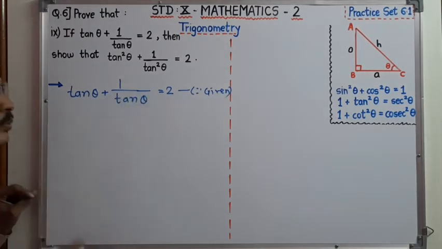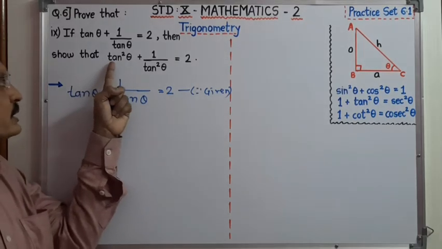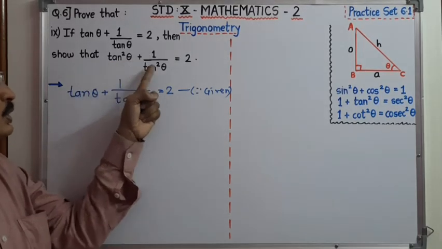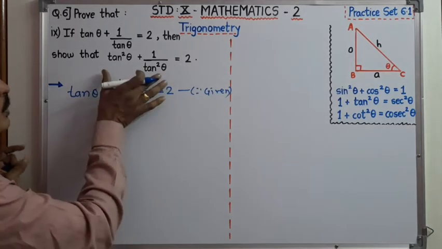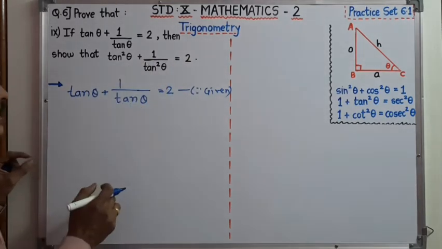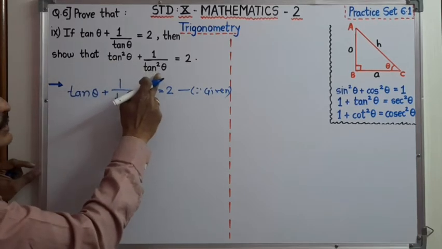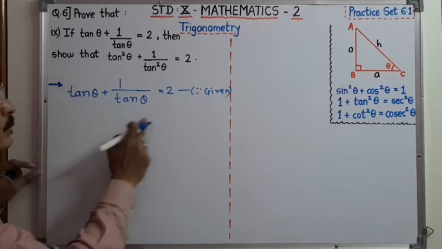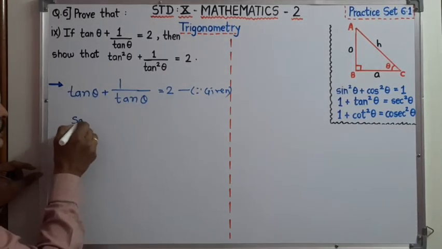Then what we have to prove or show is that tan square theta plus 1 upon tan square theta is equal to 2. This we have to prove. Therefore, dear students, see here, it is tan square theta, here also tan square theta. Therefore, we have to take, or square, both the sides.